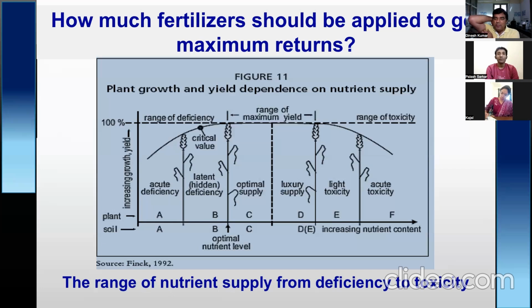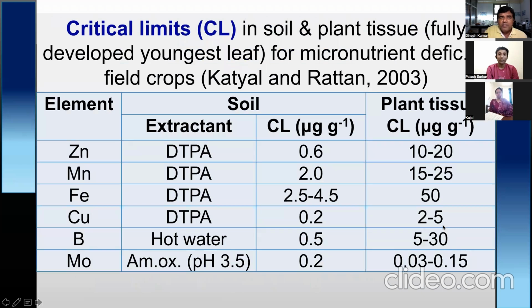So practice this picture one or two times so that you can use it in your soil fertility exams or any other competitive exam. It will leave more impact on the examiner. Now you can check the critical limit in soil and plant tissues, fully developed youngest leaf.